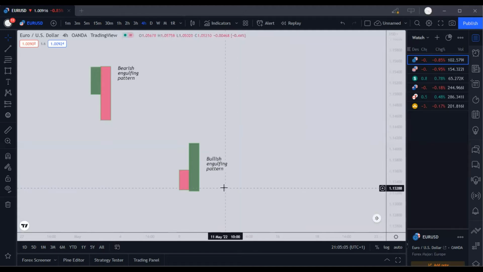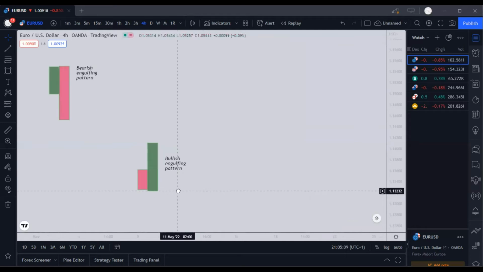So this is the bullish engulfing pattern. All right, so let's move to the next candlestick pattern. We have the tweezer bottom, and then tweezer tops. Tweezer bottom, and then what? Tweezer tops.